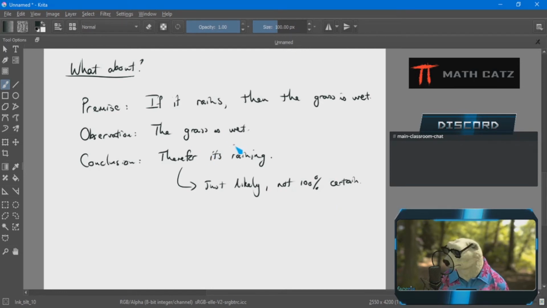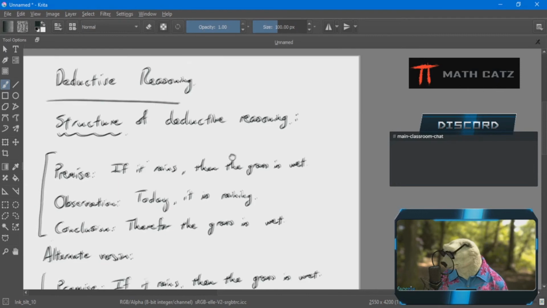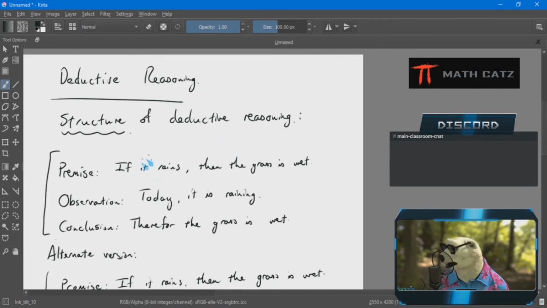I should have made a new page. Now I have to scroll up and down. Oh well. Look at the original version of deductive reasoning. Same premise, so I don't have to worry about that. Here I observe the first part, and that immediately results or leads to the second.